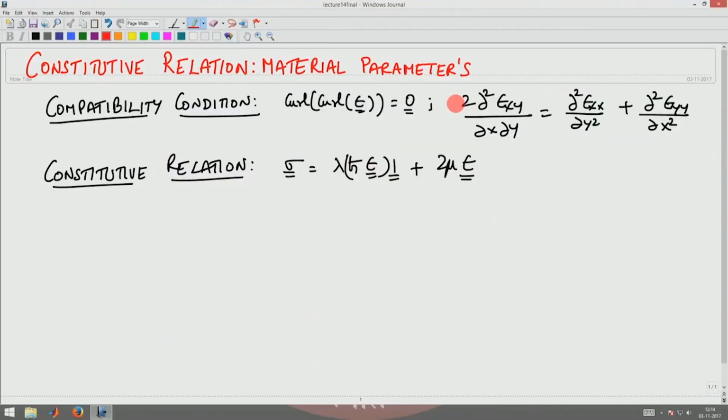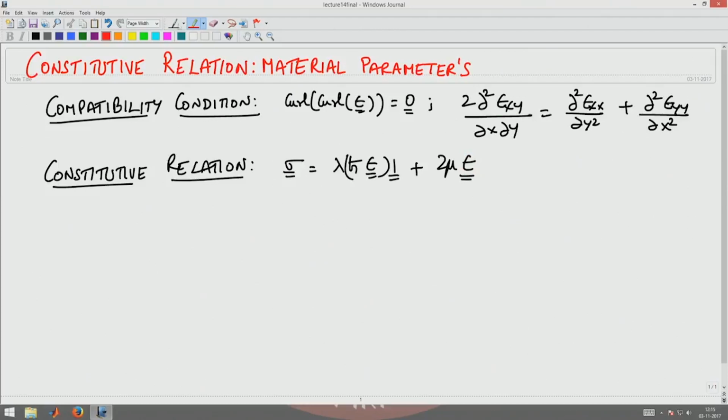for a plane state of strain we got the equation as 2 times d square epsilon xy by dx dy equal to d square epsilon xx by dy square plus d square epsilon yy by dx square. We also said that if the response were to be elastic and if the material were to be isotropic, we got a constitutive relation for small deformations to be given by sigma equal to lambda trace epsilon identity plus 2 mu epsilon. This equation is called Hooke's law, or the linearized relationship between stress and linearized strain.